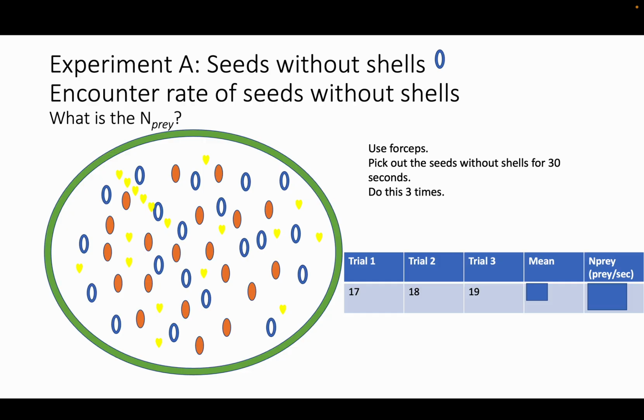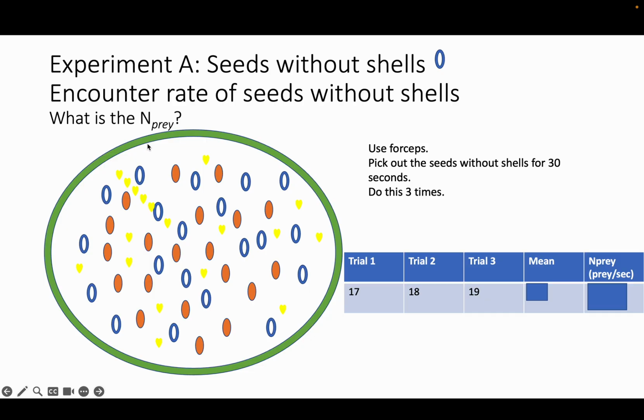All we're going to pretend to do is take a pair of forceps and go into this bowl and pick out as many seeds as we can without the shell within 30 seconds. So for the first 30 seconds, let's say hypothetically we were able to take out 17 seeds. Then we're going to restart this all over again, and for the second time, we are able to pick out 18 seeds. Remember, these are the seeds without the shells. This represents prey items that are easier to kill.